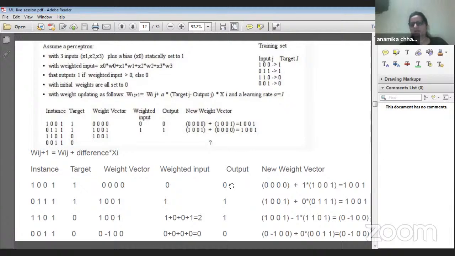Okay, so this is the output, and what was our target? It was 1. Okay, it's not matching, you see. So we need to change the weights, right? So how much is the difference? 1 minus 0, the difference is 1.